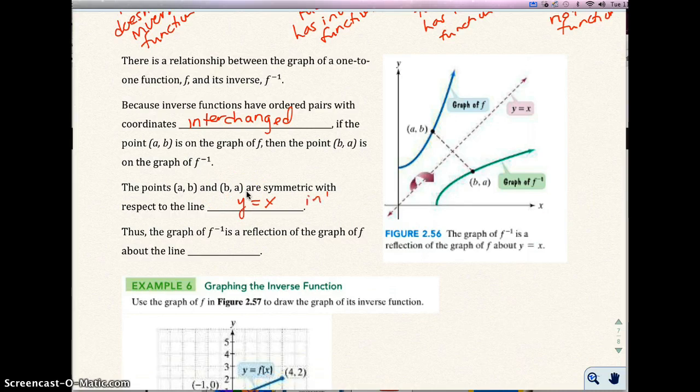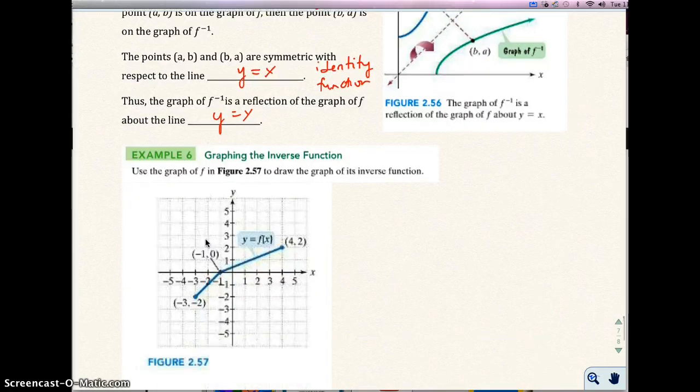The identity function. I spelled that wrong. Identity function. Thus, the graph of f inverse is the reflection of the graph of f about the line y equals x.